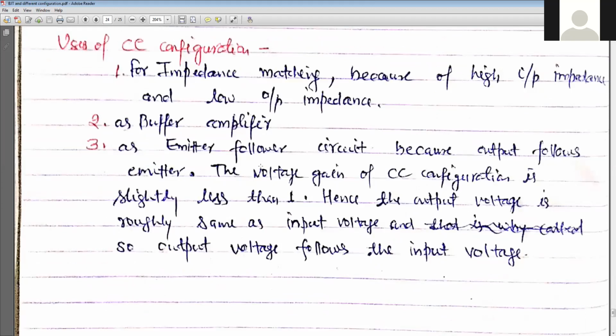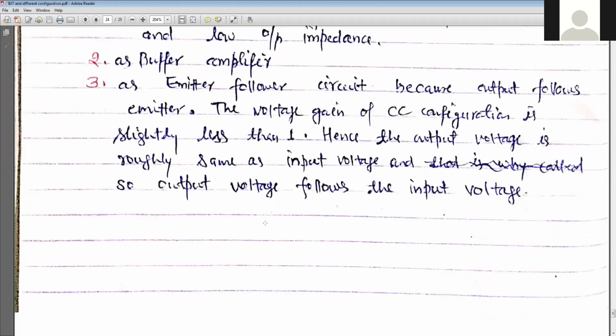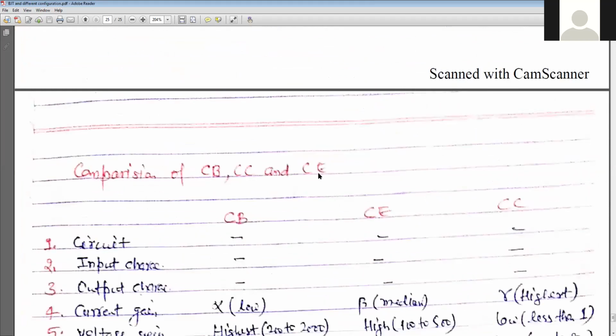Okay. So you'll see why we have used this circuit as an emitter follower circuit: because the output follows the emitter. Whatever the emitter is, that will be the output, because the output is taken from the emitter. So we'll go to the comparison part.